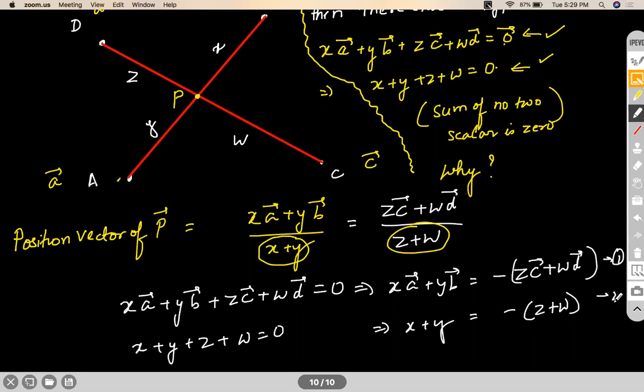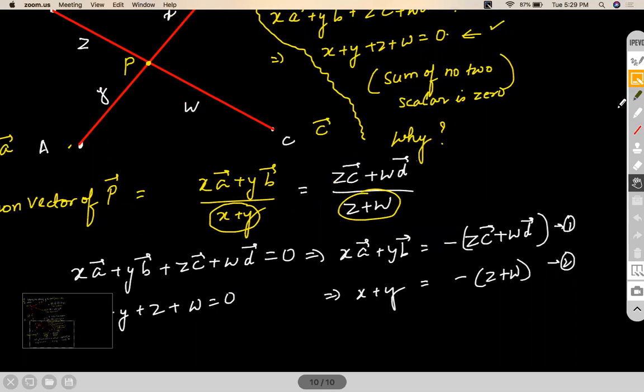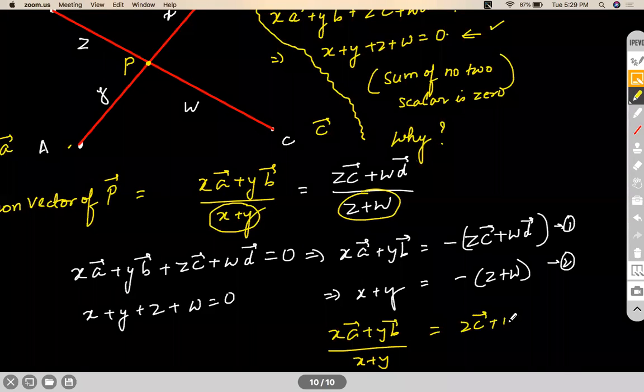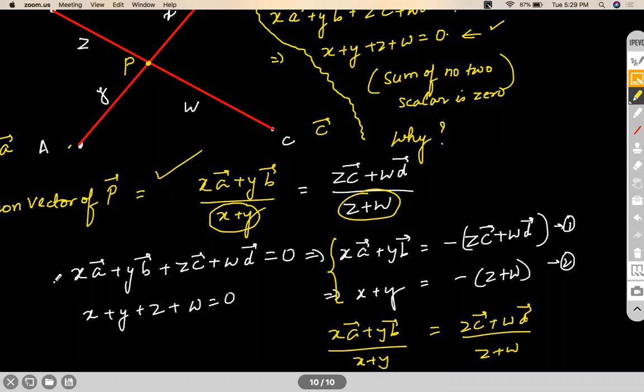Divide one by the other. If you divide one by the other, what do I get? I get (XA plus YB) by (X plus Y) equal to (ZC plus WD) by (Z plus W). Correct? So this condition basically is supported by these two facts. So this condition will result only when we have these two conditions getting satisfied. In other words, when these two conditions get satisfied, the points A, B, C, D will become coplanar.